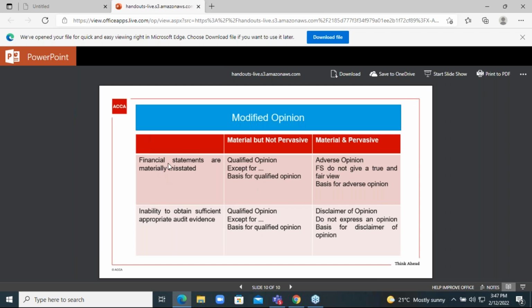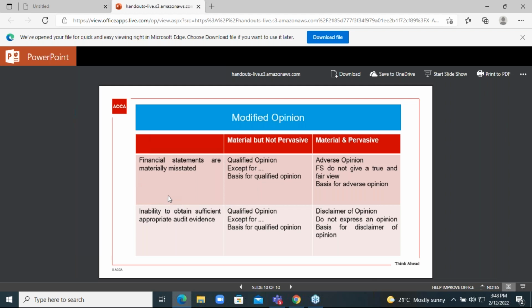So if financial statements are materially misstated, qualified opinion is available in case of material misstatement. But if there is a pervasive misstatement, then if we have obtained sufficient appropriate evidence, we will go for adverse opinion. And if there is a misstatement which is pervasive in nature and sufficient appropriate evidence is not available against that head, then we are going to issue disclaimer of opinion. So this is how we are going to work. So I am hopeful that you would be clear on that.